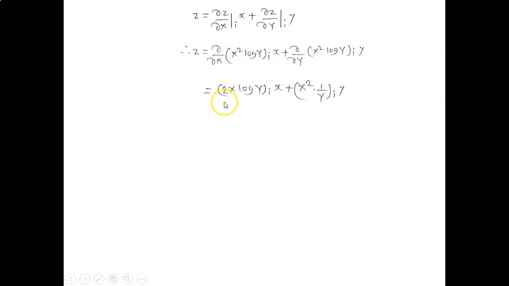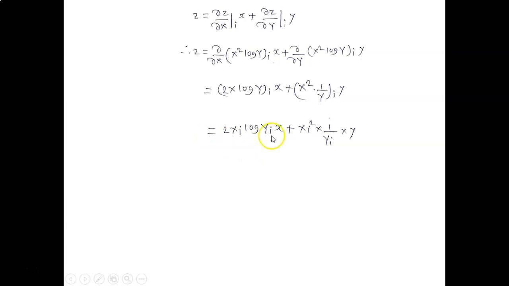Therefore differentiation of x square is 2x, therefore 2x log of y at the point I into small x plus x square into, what is the differentiation of log y? Differentiation of log y is equal to 1 upon y. Therefore x square into 1 upon y at the point I into small y, which is equal to 2xi into log of yi into small x plus xi square into 1 upon yi into small y.